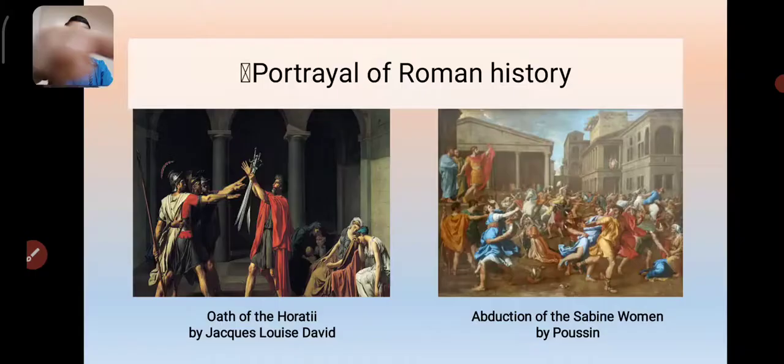Yeah, I'll give you an example. In portrayal of Roman history, an example by Jacques-Louis David is The Oath of the Horatii and the Abduction of the Sabine Women. Okay, nagpapakita siya ng Roman history during the time.